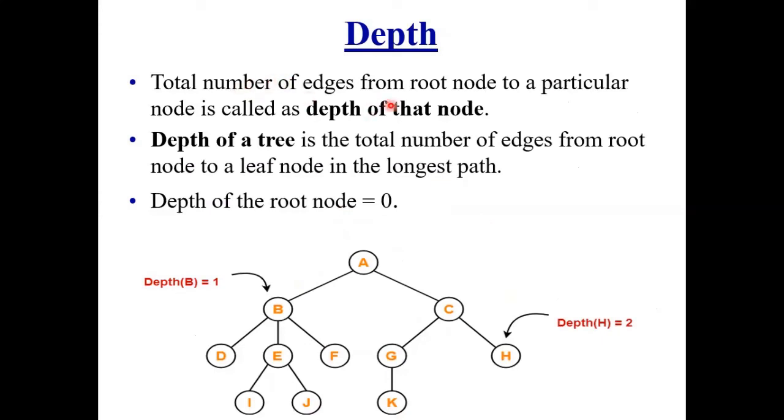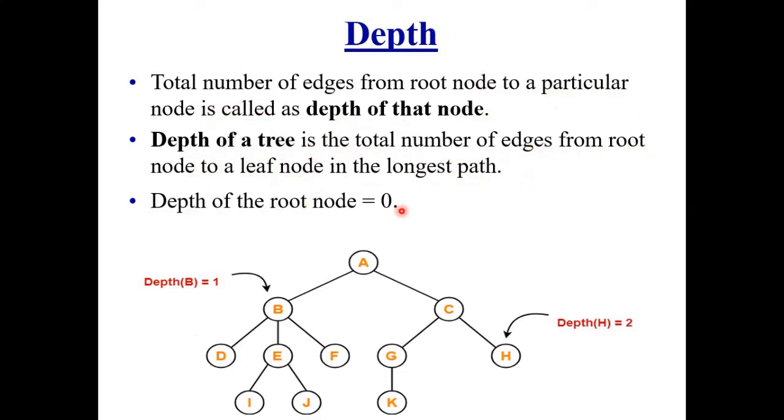Next, what is meant by depth? Depth, the total number of edges from root node to a particular node is called the depth of that particular node. What is the depth of a tree? The total number of edges from root to the leaf node in the longest path is called the depth of a tree.